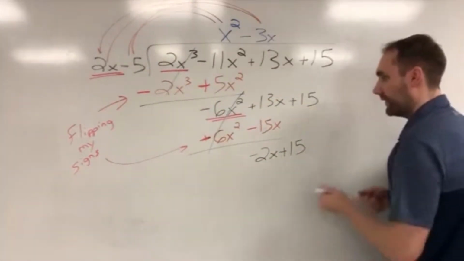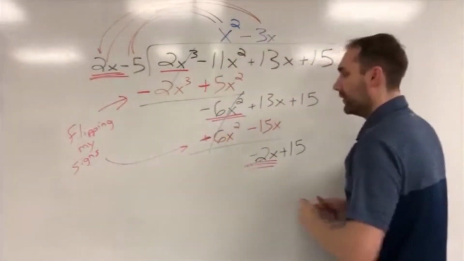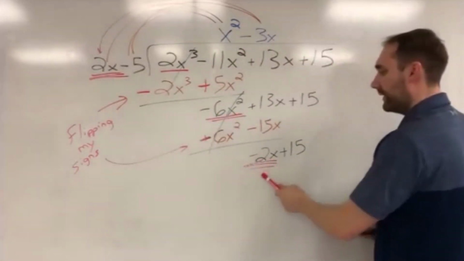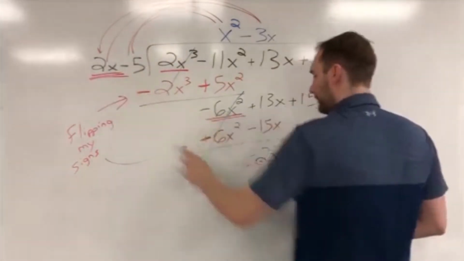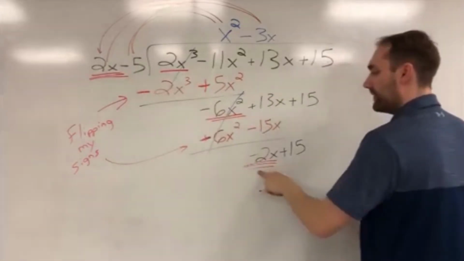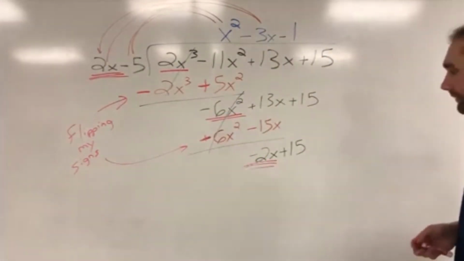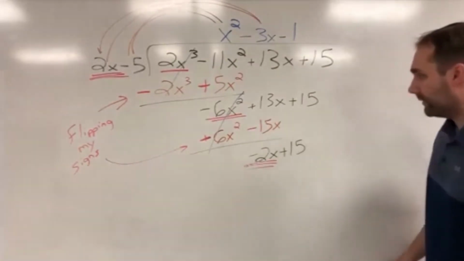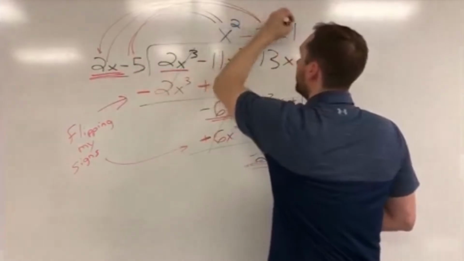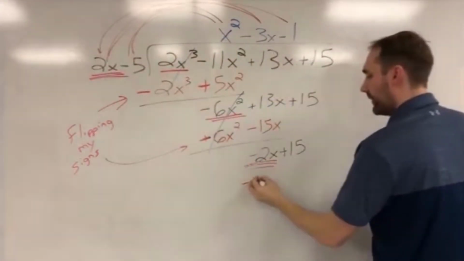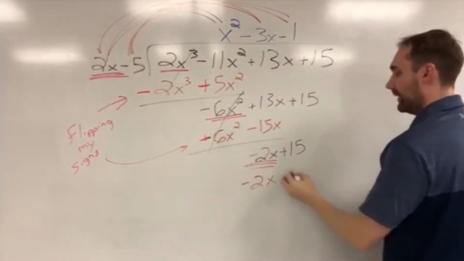So let's start over. Look at my first term. 2x times what is negative 2x? Well, I have my 2, have my x. I'm just missing this negative. So I have to multiply it by a negative 1. So now let me look at that. Negative 1 times 2x is negative 2x. And negative 1 times negative 5 is plus 5.